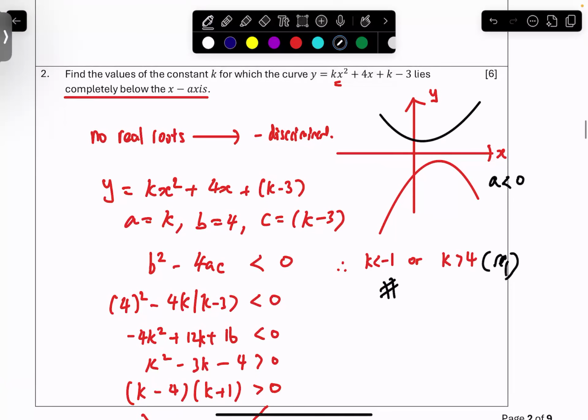Find the values of the constant k. k must be lesser than negative 1.